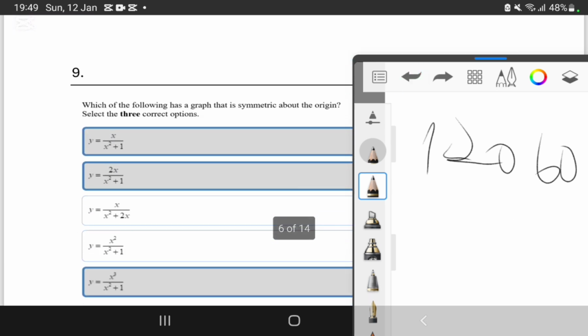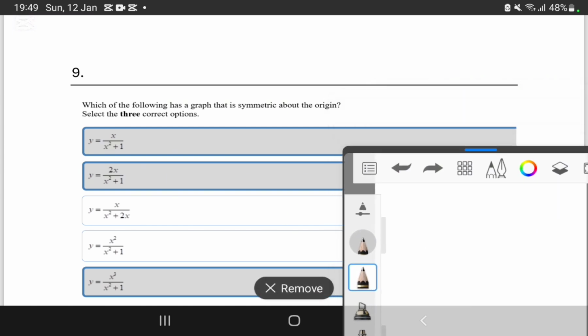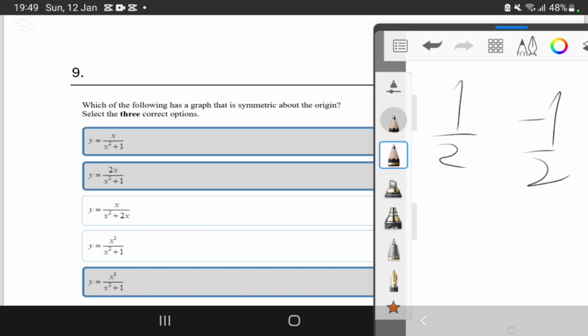Number 9. For this question, they want the following equations that are symmetric about the origin. Equations that are symmetric about the origin are always odd. To find out if it's even or odd, we substitute x by 1 and negative 1. Let's take the first one and substitute by 1, we'll get 1 over 2. If we substitute by negative 1, we'll get negative 1 over 2.